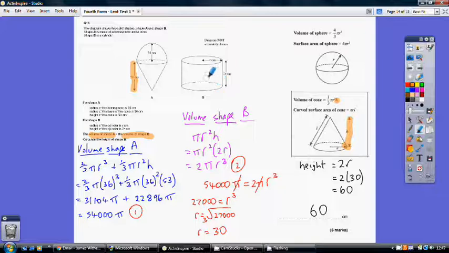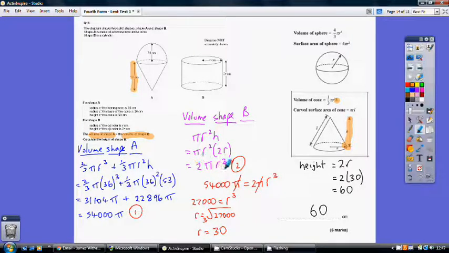Because remember, the volume of any prism is just the area of the cross section, the area of the end bit, multiplied by the depth of the prism. So pi r squared, because it's a circle, times the height. And the height is 2r. So multiplying through, pi times r squared times 2r is 2 pi r cubed. So we know the volume of shape B is 2 pi r cubed, but it equals the volume of shape A, which was the 54,000 pi.